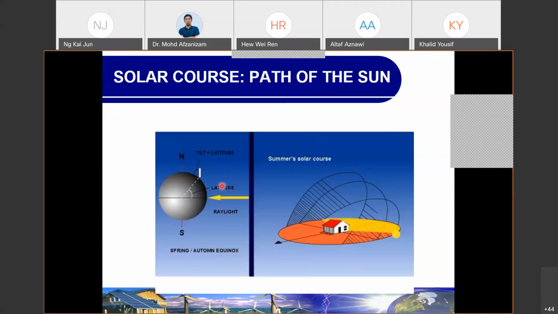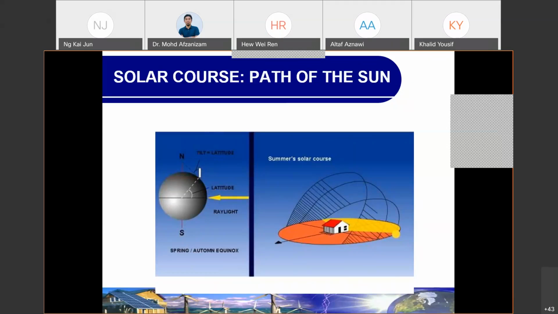Okay, this is just the basic annotation: northern is N, south is S, east is on your right hand side, west is your left hand side. The tilt refers to the latitude. So for example, for Sudan, the latitude is 14 degree north, so the tilt should be 14 degree. And for Yemen, also 14 degree north. So they share the same tilting angle for the solar module. Okay, latitude.